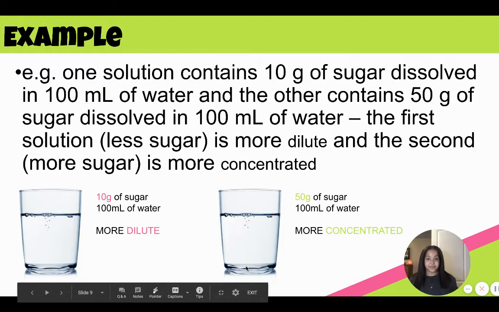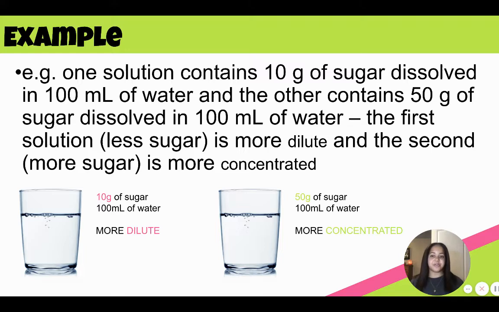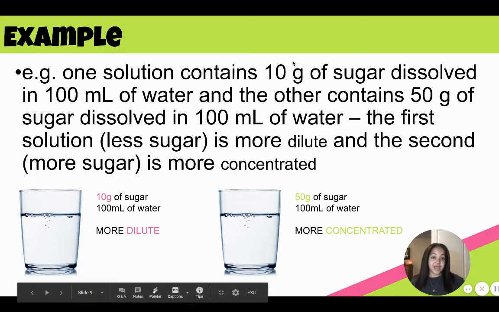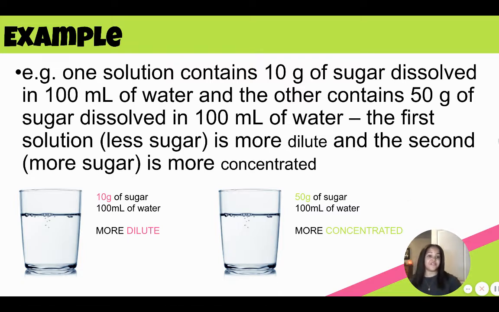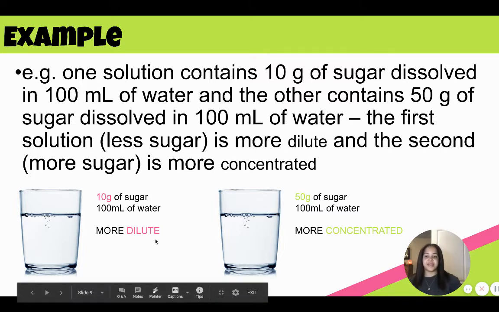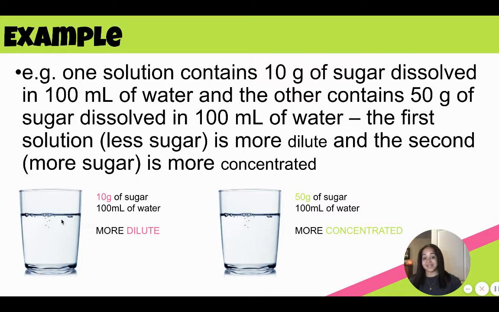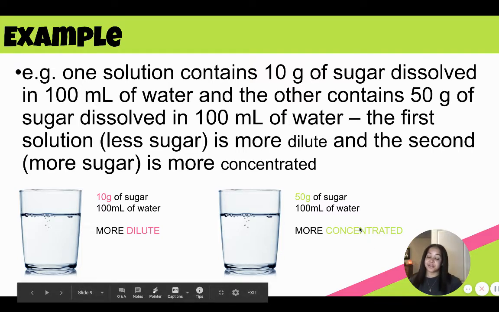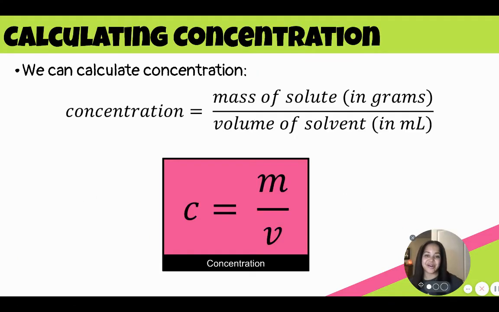For example, if one solution has 10 grams of sugar dissolved in it and there's 100 milliliters of water, and the other solution has 50 grams of sugar and 100 milliliters of water, the first solution, so this one that has the 10 grams of sugar, is actually more dilute because it has less sugar. And the second solution with the 50 grams of sugar is more concentrated. So although these look the same, this one would be more dilute because it has less sugar, and this one would be more concentrated because it has more.